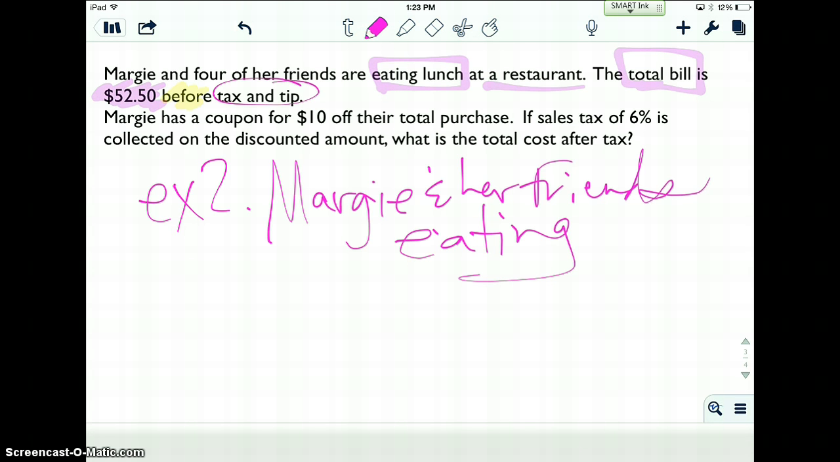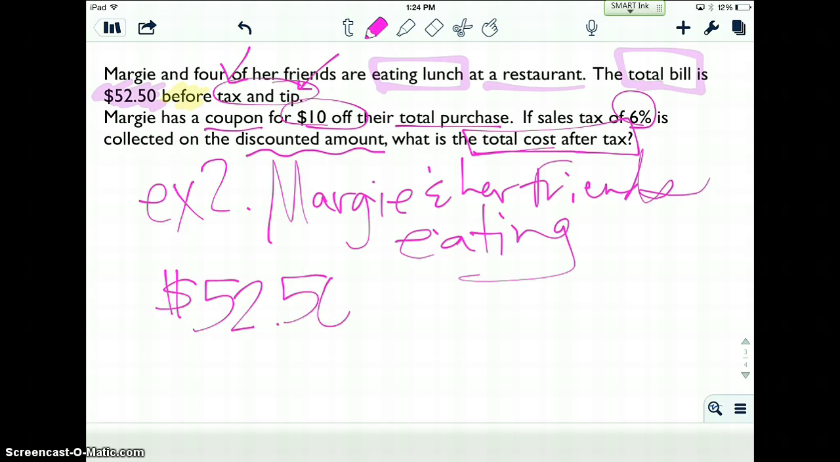You're like, well, I'm not going to pay those today. Yes, you are. Tax, you have to. Tip, come on, people. You have to give these people some money. So Margie has a coupon, good for her, for $10 off their total purchase. If sales tax of 6% is collected on the discounted amount, what is the total cost after tax? Okay, so right now we know the total cost is $52.50. But we know on top of this, there's going to be sales tax.